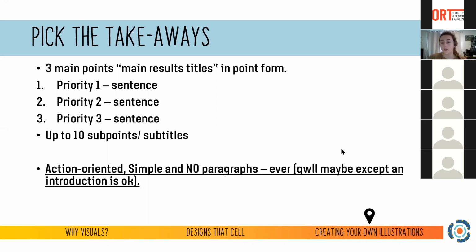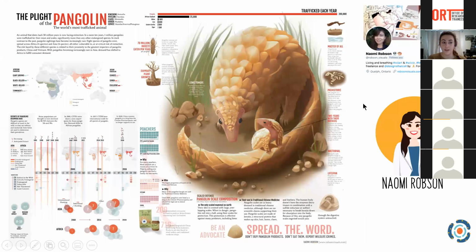And as we talked about, visuals are a lot easier to understand and a lot easier to pick up because of that reduced cognitive load than text. So keep that in mind as well. An example that I'd like to give is The Plight of the Pangolin, which was created by Naomi Robson, and she's currently working at the University of Toronto to get her Master's of Biomedical Communication. This was a school project that she did, but I really like it for a few different reasons.